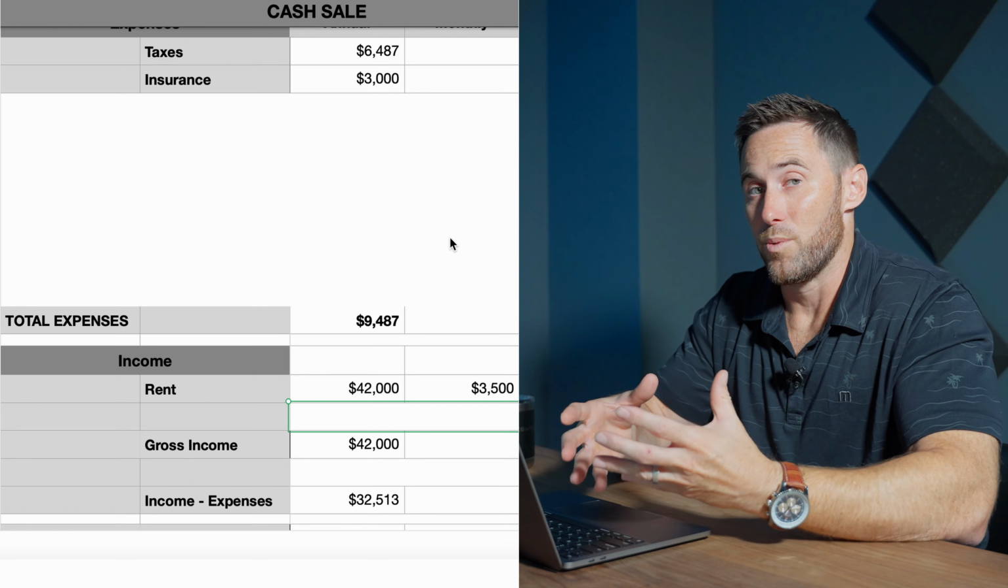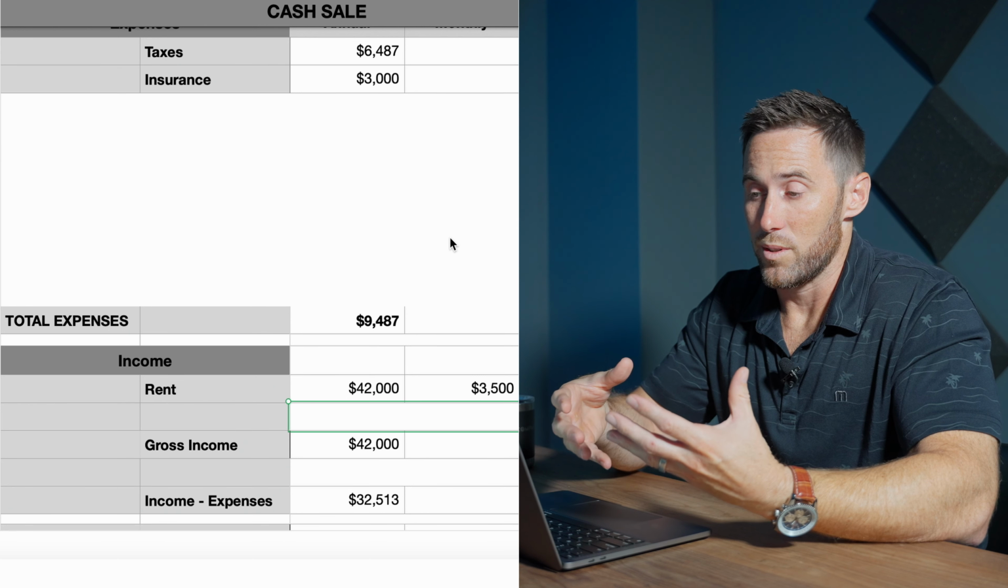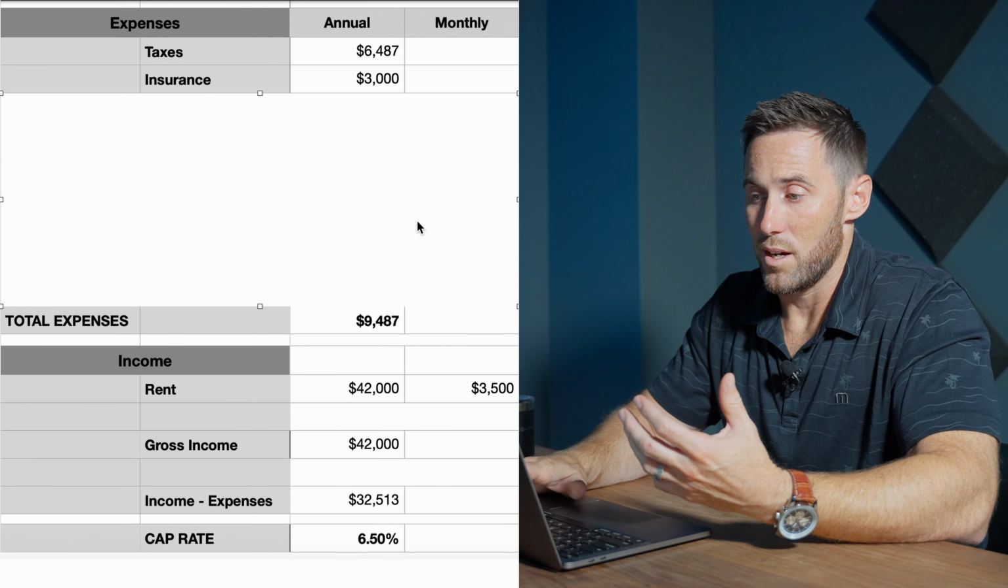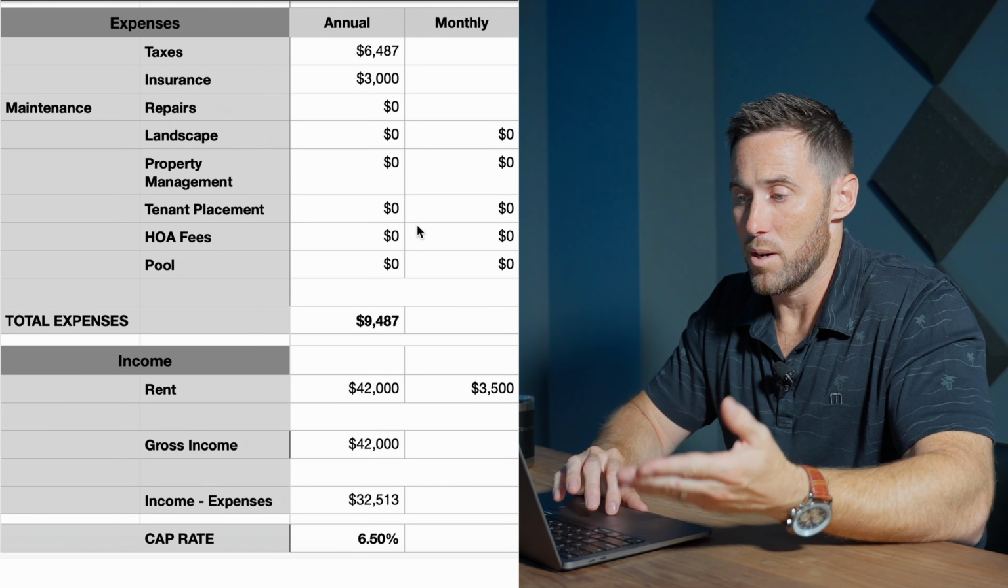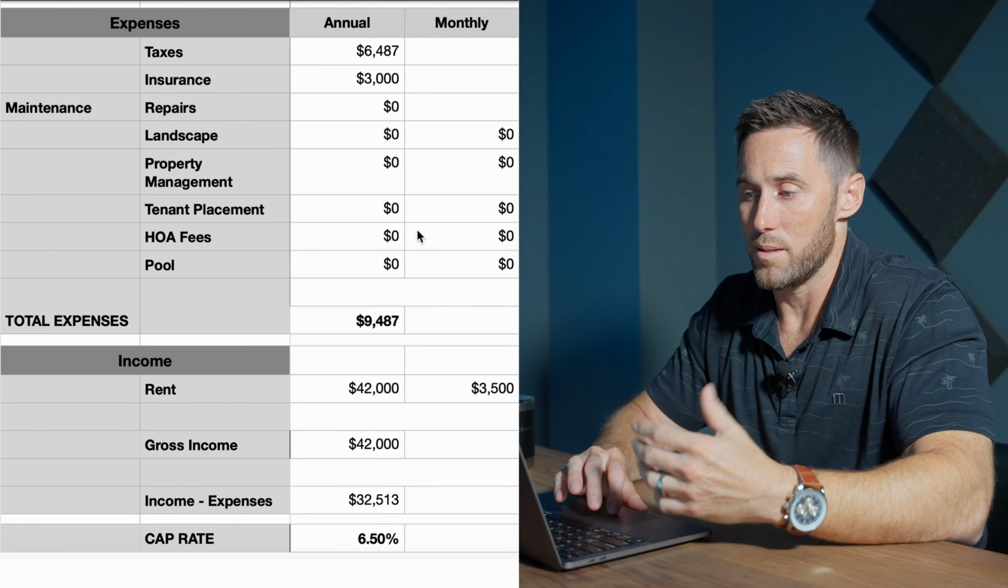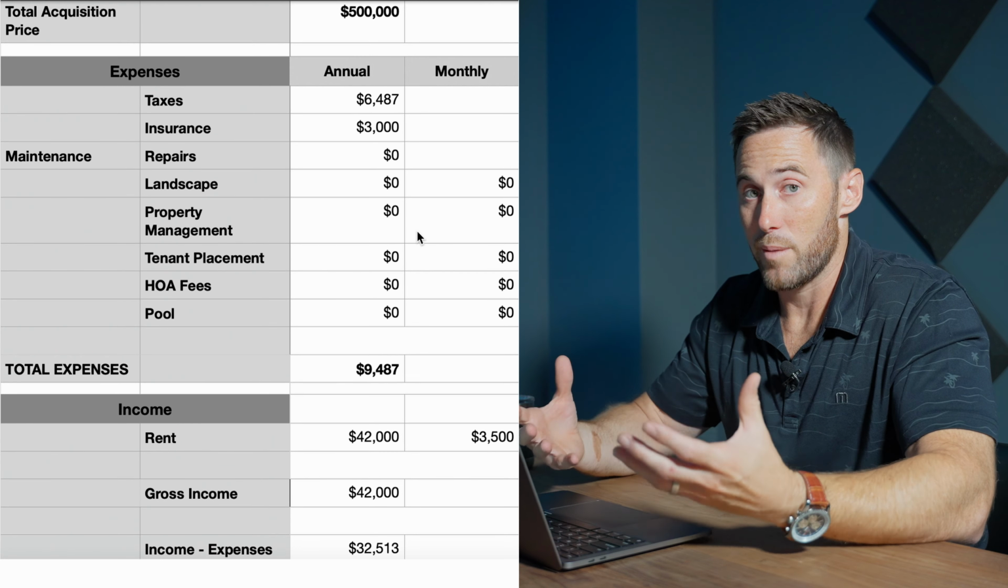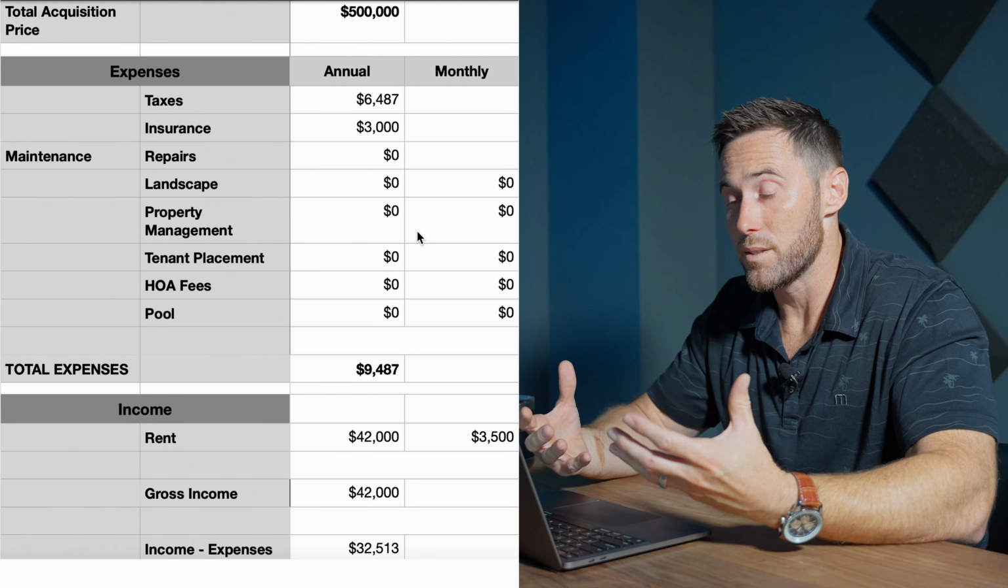However, there are other things you want to look at if you're looking into more details, such as maintenance costs, such as landscape, property management, tenant placement, HOA fees, and pools. Those are all variable things that differ between properties.